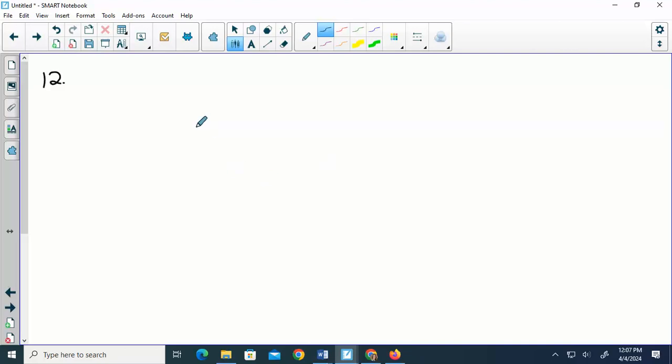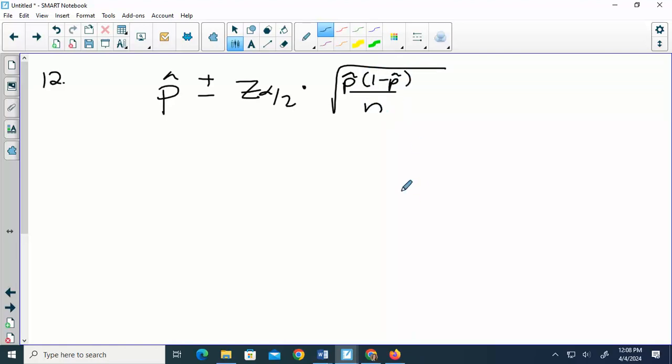But. So number 12, we need a 98% confidence interval for the population proportion. All right, when in doubt, you can go to your formula sheet. We have confidence interval for the proportion. So that is our p. So if you look at your formula sheet, that's p hat plus or minus z alpha over 2 times the square root of p hat times 1 minus p hat over n. So we need all of those components. The p hat is x over n. So x was 80, n was 200. We get 0.4.